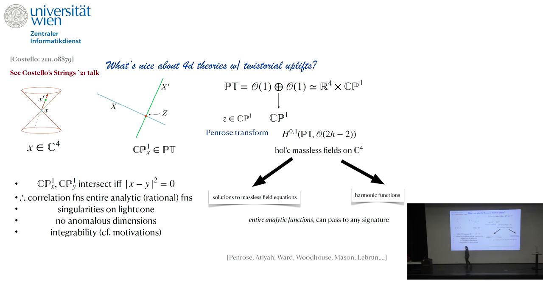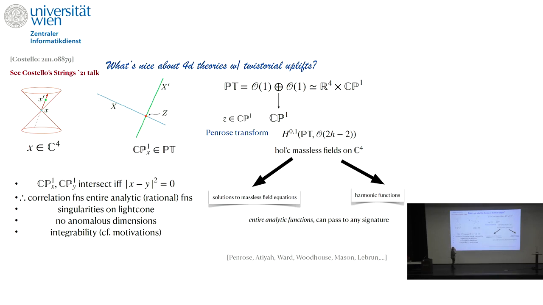So to every point in our four-dimensional space-time, we can associate a copy of CP1, or a complex line, or a two-sphere in twistor space. And the basic fact about the geometry of twistor space that we'll need today is quite simply, given two copies of CP1 associated to 2 points in 4 dimensions, say x and y, those two spheres will only intersect in twistor space if and only if the corresponding points in 4 dimensions are null separated.